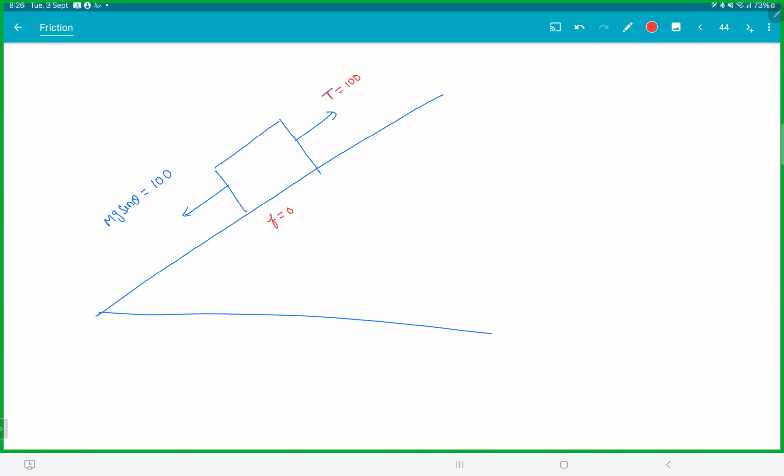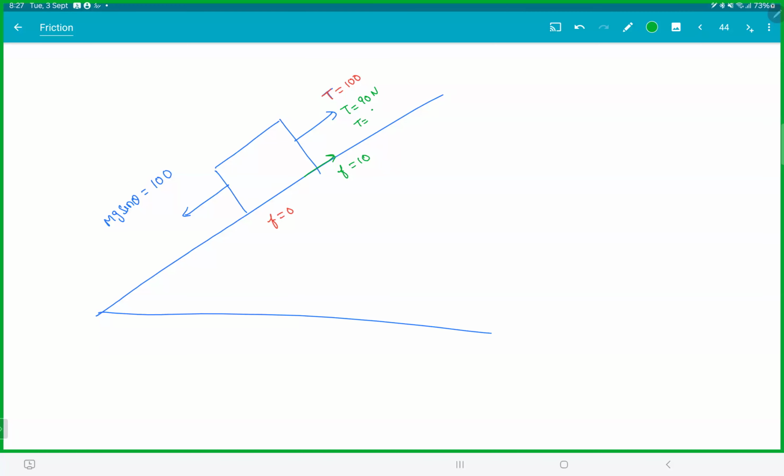Understand one thing. What is the job of friction? Is it to give full value? No. My job as a friction is to make sure the body is not slipping. If the tension can somehow balance mg sine theta, why should I come? Agreed? Let's say the block weight is a little less. Tension is 90 newtons. Now, how much will I give? I will give friction 10 in the upward direction. Do you agree? Again, what is my job? My job is to stop you from slipping.